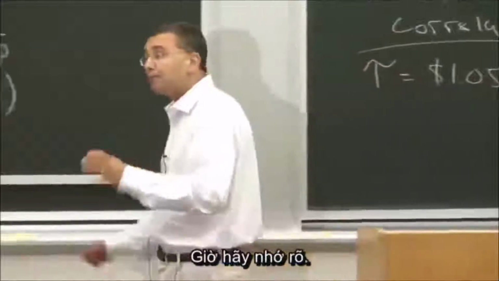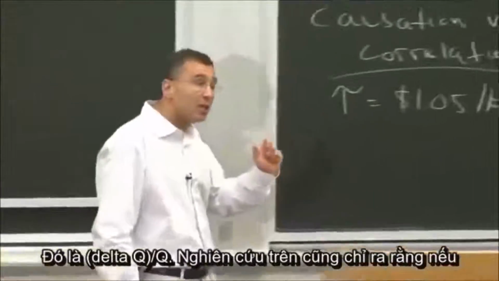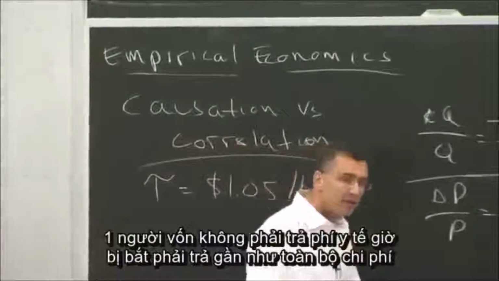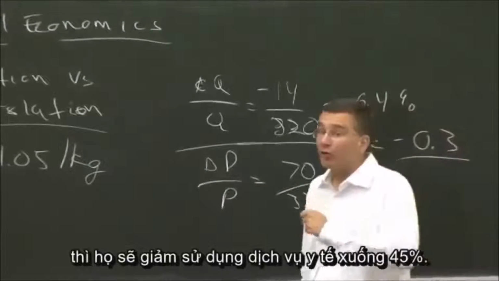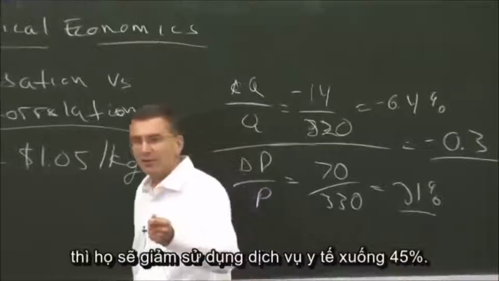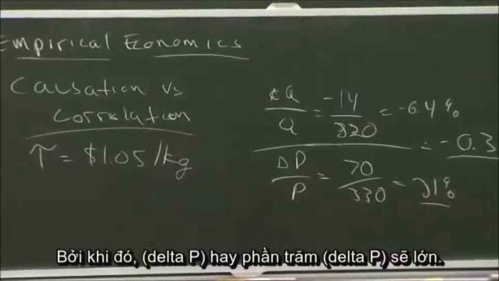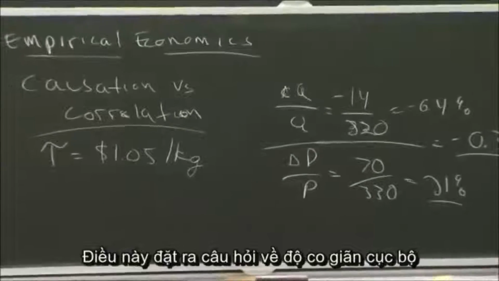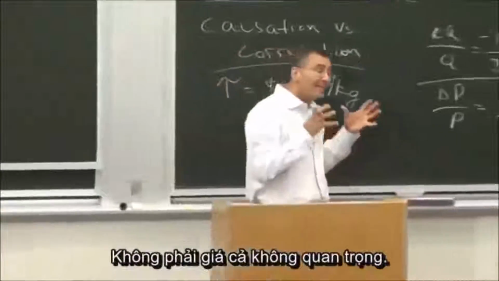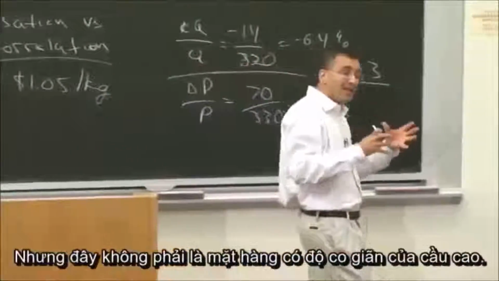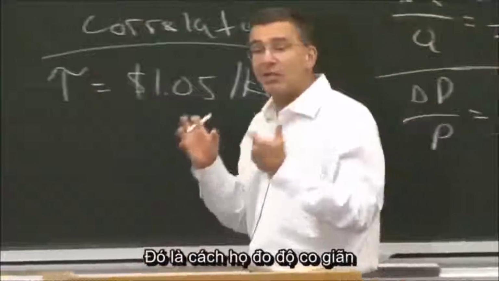Okay? Now, let's be clear. Remember what elasticity is, that's delta Q over Q. The same study showed that if you take someone who paid nothing and make them pay almost everything, their utilization of medical care falls by 45%. That's consistent with that small elasticity because that's a huge delta P, percent delta P. Okay? So basically, that comes to the question about local versus global elasticities. So it's not saying the prices don't matter, but it's not a very, very elastically demanded good. So that's how they measure that price elasticity of demand.